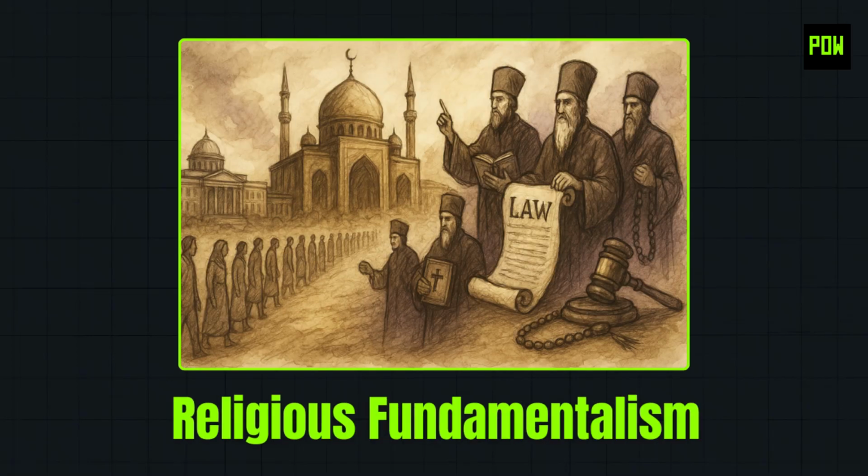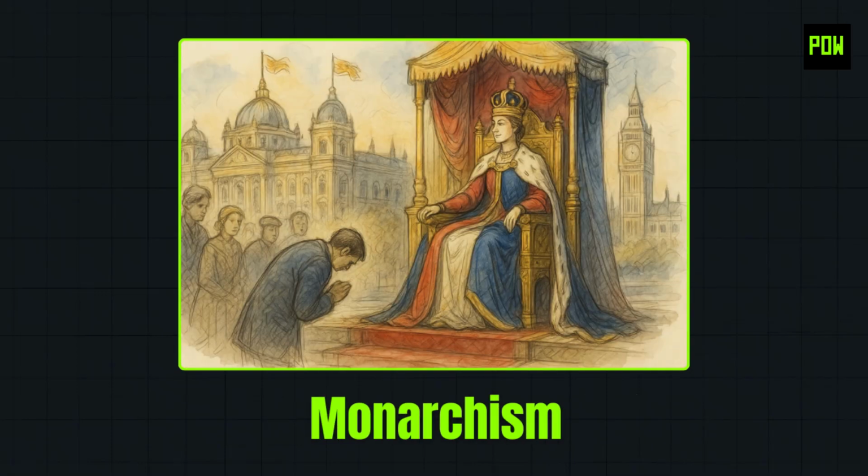12. Religious fundamentalism. This is when politics is based on strict religious rules. In countries like Iran, religious leaders have major political power. 13. Monarchism. Monarchism supports rule by a king or queen. While rare today, some countries still have monarchs with symbolic or actual power.